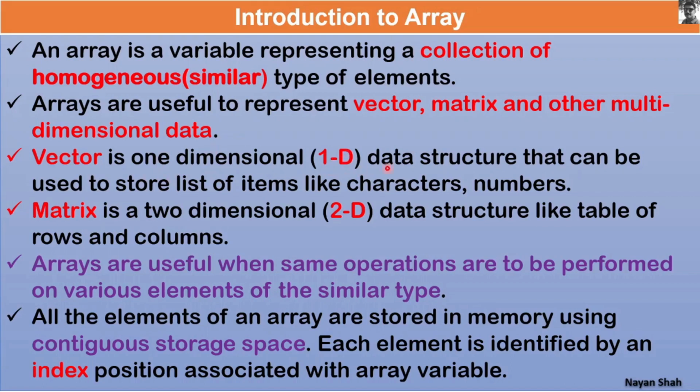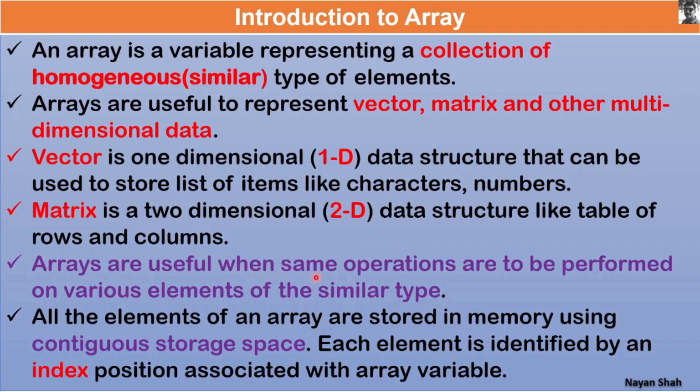So vector is a one-dimensional data structure that can be used to store a list of values or items like characters, numbers, but that is in one dimension. That is only one row with multiple values. Whereas matrix is a two-dimensional data structure, which is like a table of rows and columns where values are spread in horizontal as well as in vertical direction, like Microsoft Excel, where cells are spread in rows and columns.